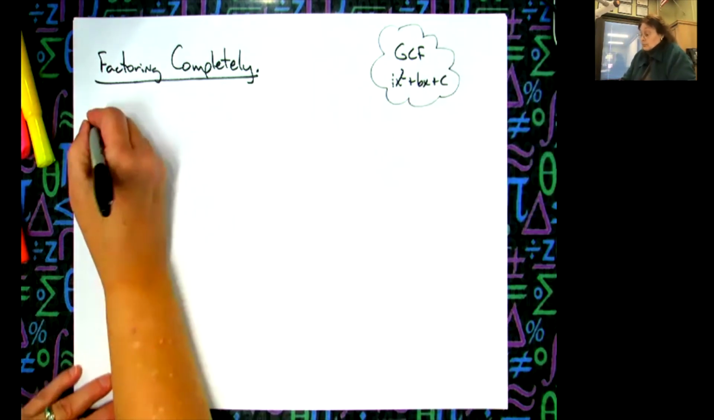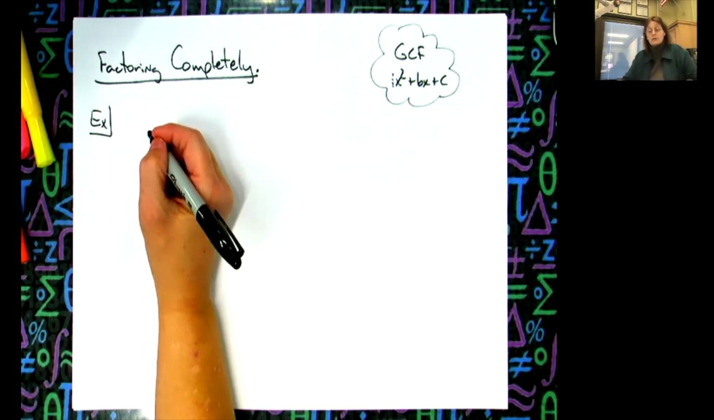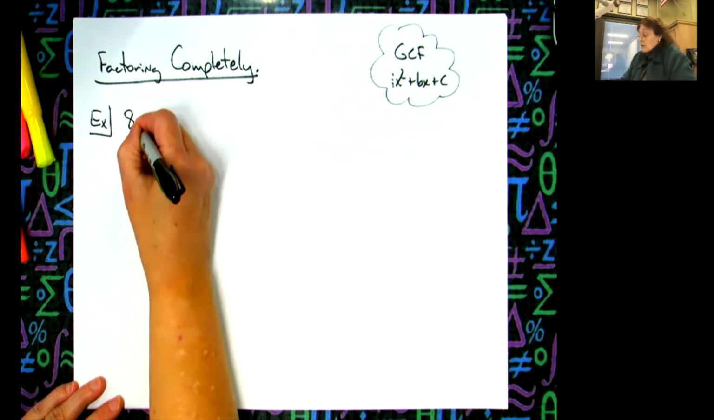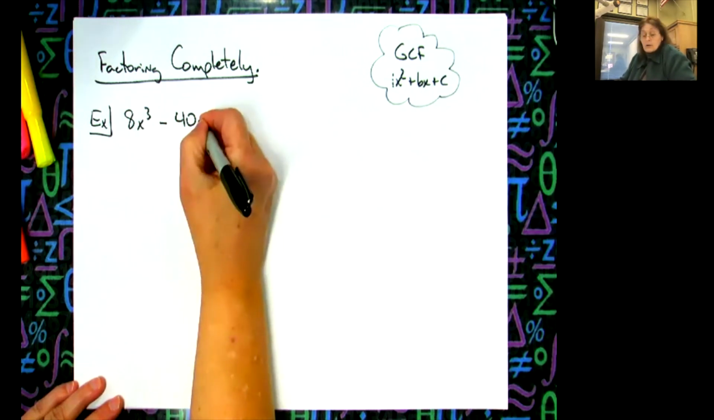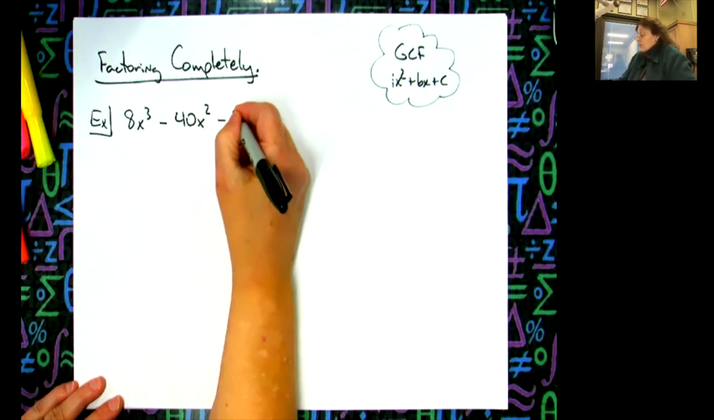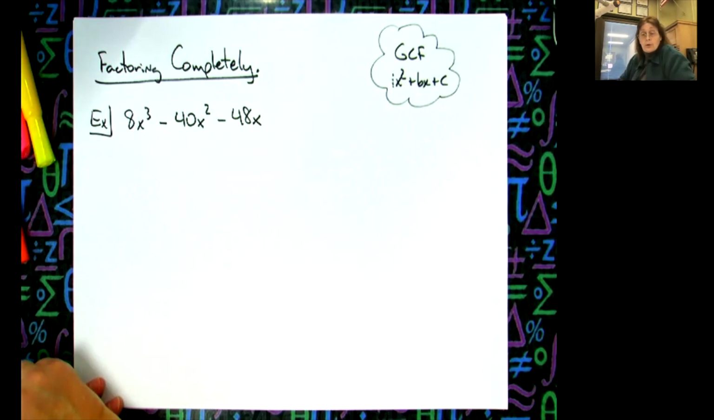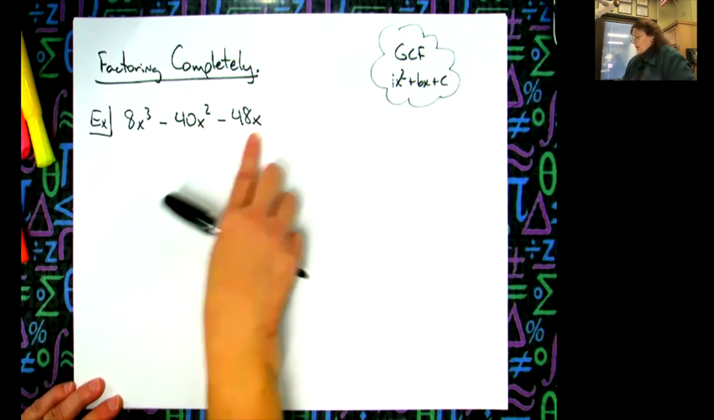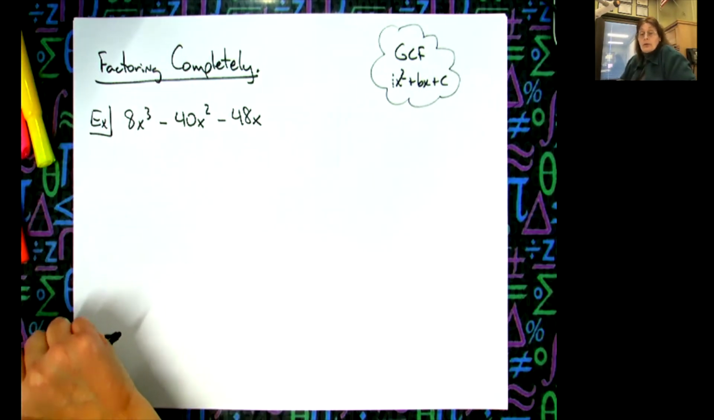I'll do at least a couple of these. Let's suppose we had an 8x to the 3rd minus 40x squared minus 48x. Nice little trinomial there. Not necessarily in quadratic form. I have an x to the 3rd, an x squared here, and an x. And the directions are telling me factor completely.